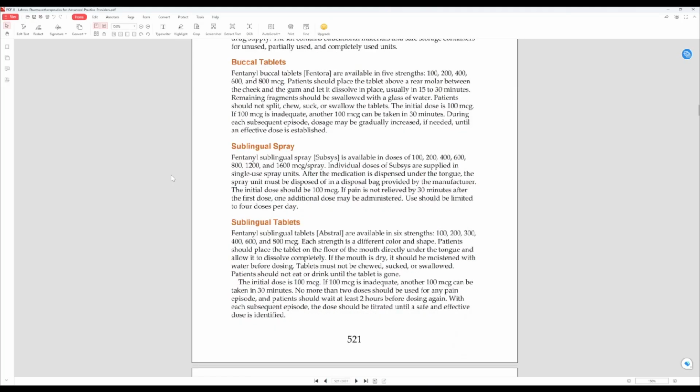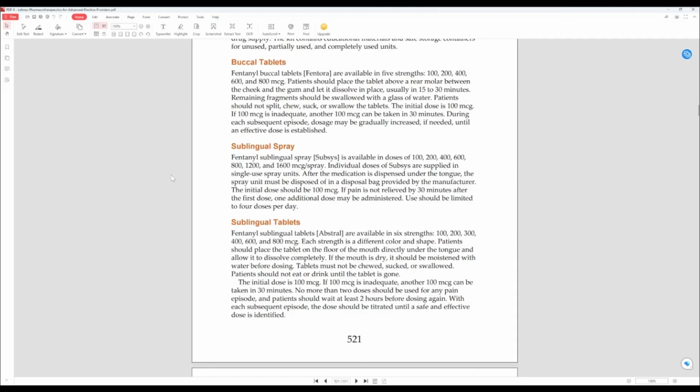Which brings us to the buccal tablet. Fentanyl buccal tablets are available in several strengths. Patients should place the tablets above the rear molar between the cheek and the gum and let it dissolve in place, which usually takes 15 to 30 minutes. Remaining fragments should be swallowed with a glass of water.